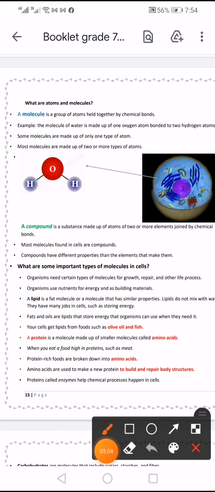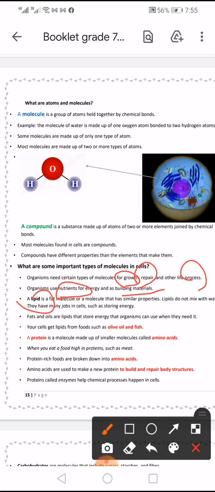Organisms need certain types of molecules for growth, repair, and other life processes. So we need the compounds for growth, repair, and life processes. Organisms use the nutrients for energy and as building material, as we need the vitamins and nutrients to build and for energy. First example of molecules: lipid is a fat molecule.